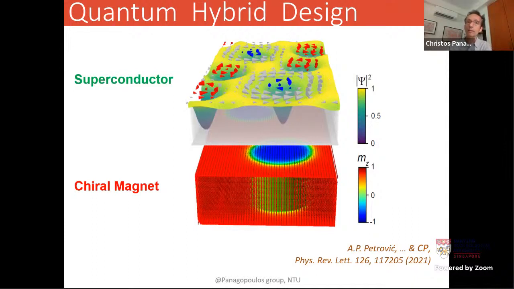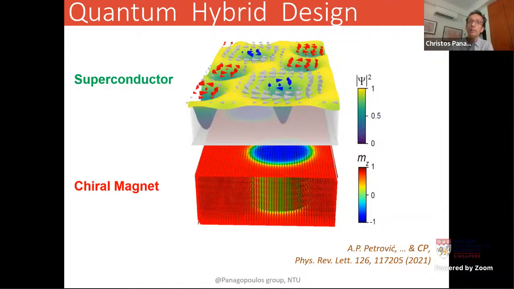So if a superconductor is brought into proximity with a chiral magnet containing skyrmions, the field from the magnet is expected to change the inter-electron interactions responsible for superconductivity. And this would result in the formation of a so-called topological superconductor. Now, in this superconductor, the vortices would contain Majorana fermions, which could be useful for a Majorana-based quantum computer.